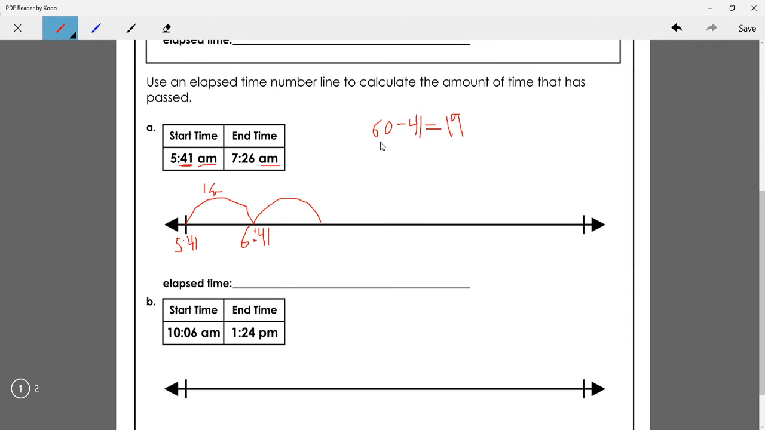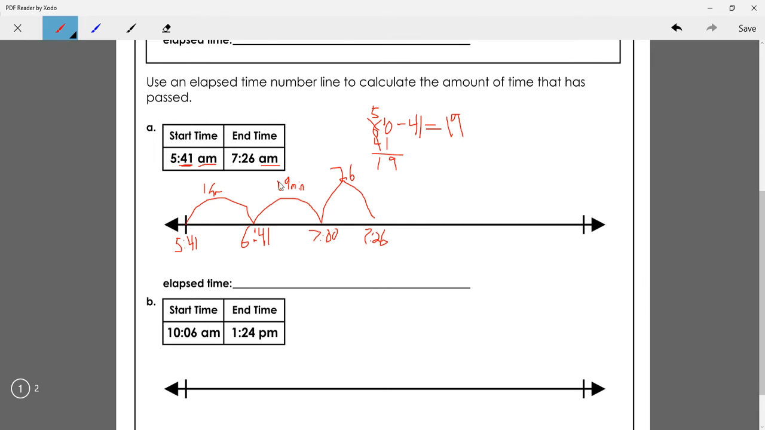I could line this up and do it just to show you, but I know that it equals 19. So 10 minus 1 is 9, 5 minus 4 equals 1, so it's 19. So then this would be 19 minutes to get to 7. And then from 7 to 7:26 is obviously 26 minutes.